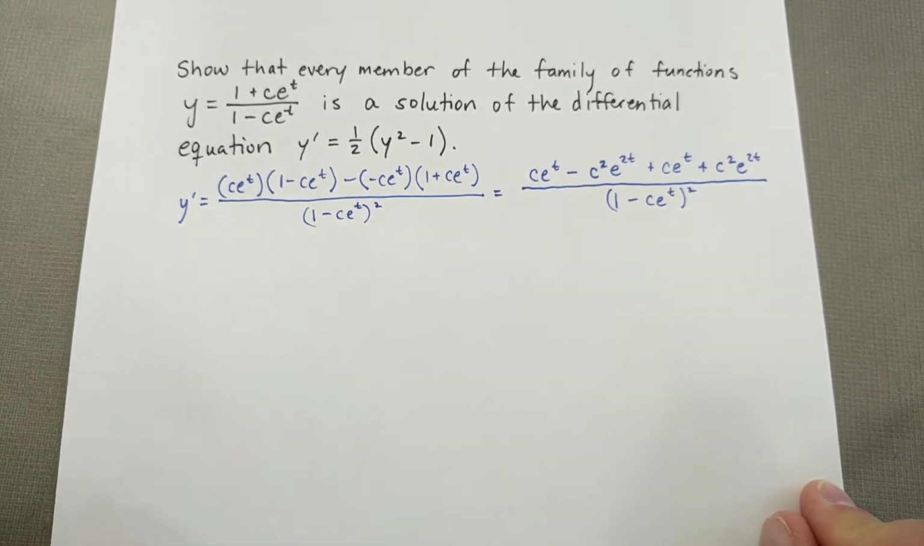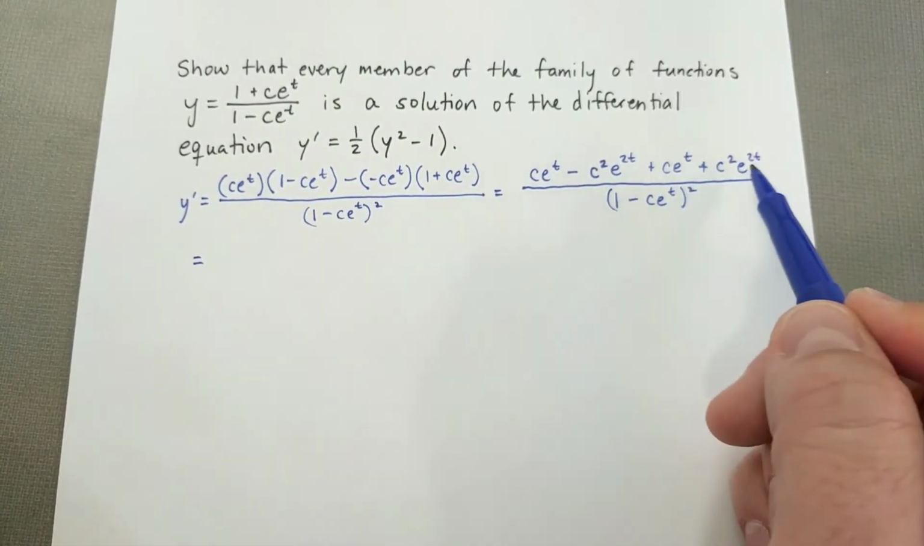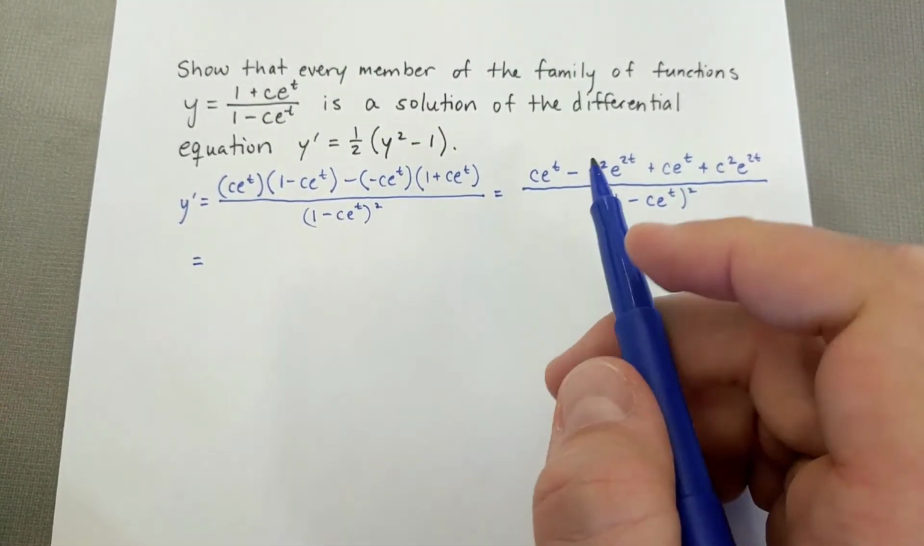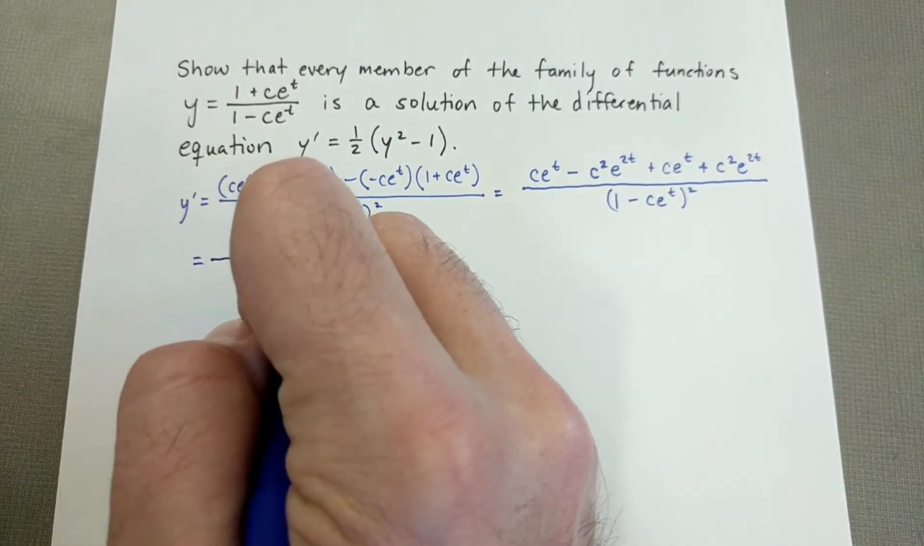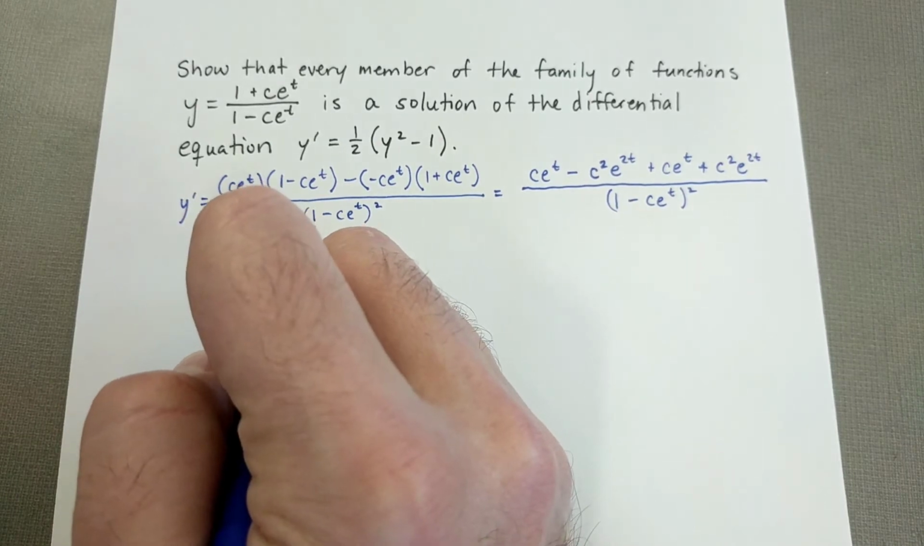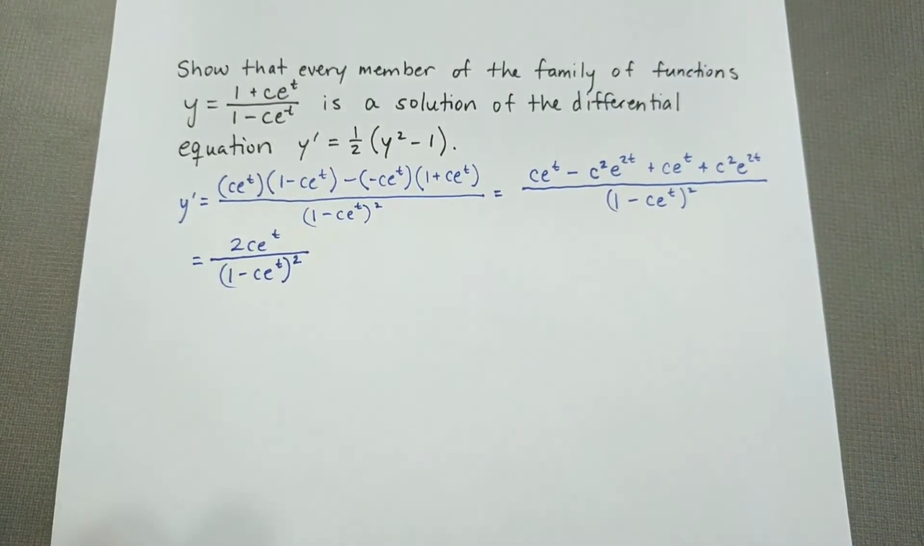Okay, and so now I recognize that these two terms will add to 0. Those are like terms, so I can add them together. So I get 2ce to the t all over 1 minus ce to the t quantity squared.